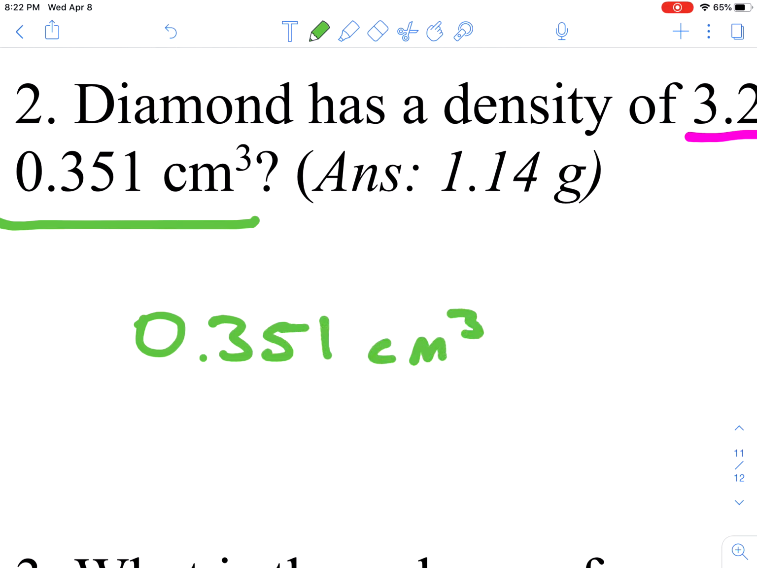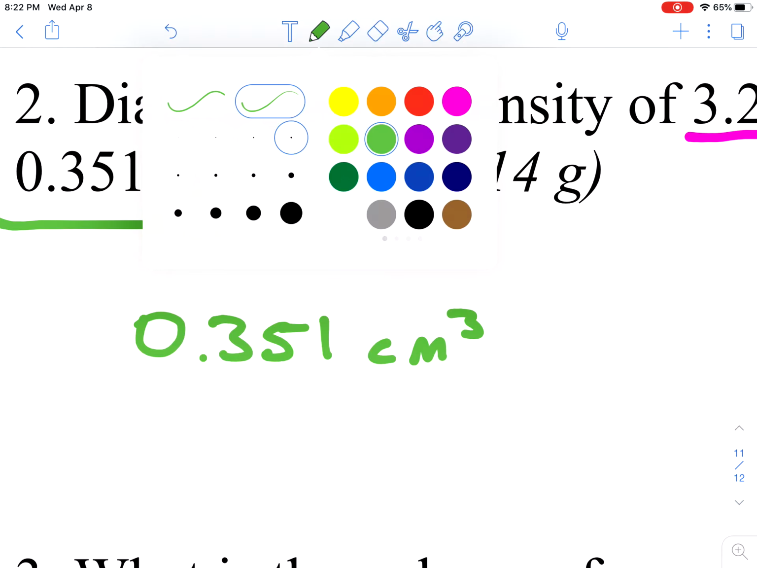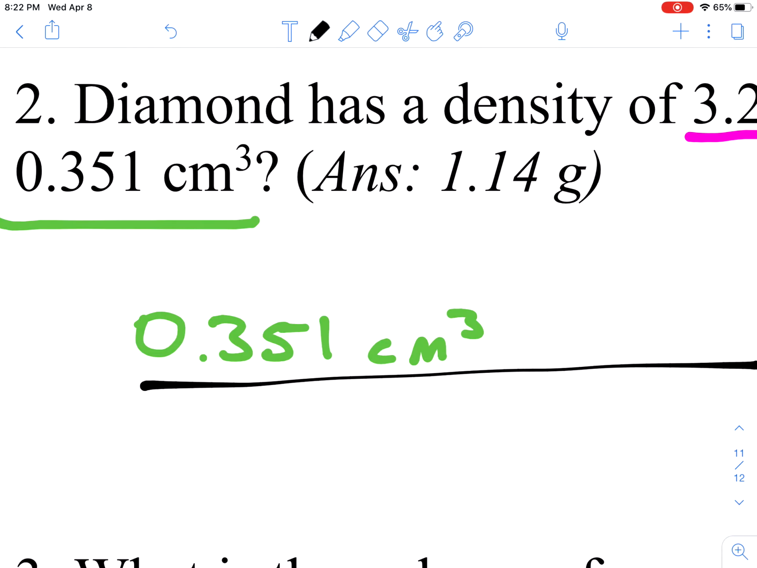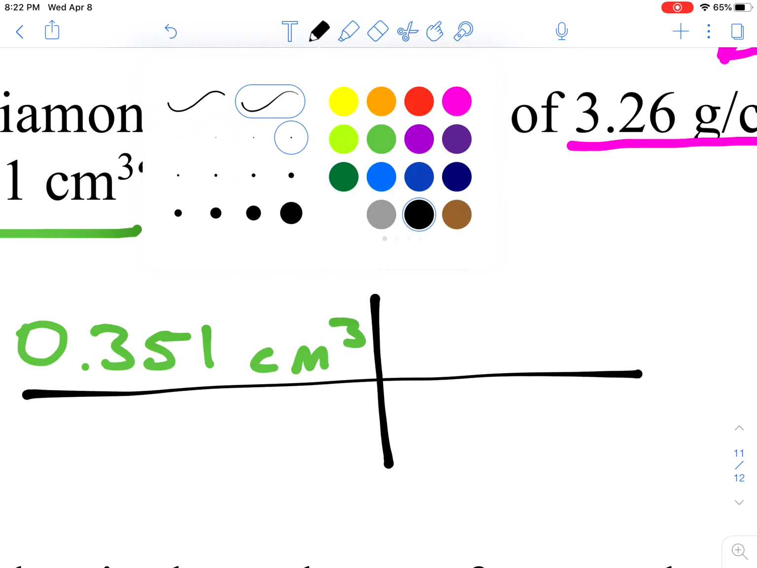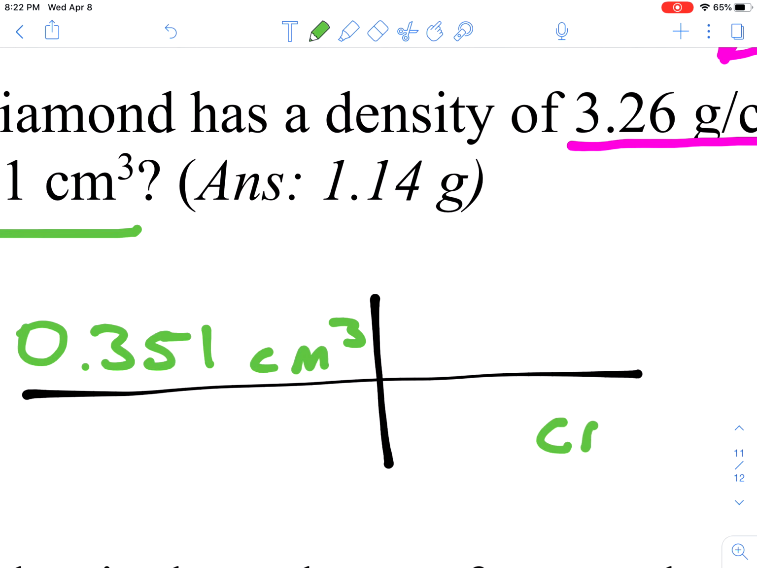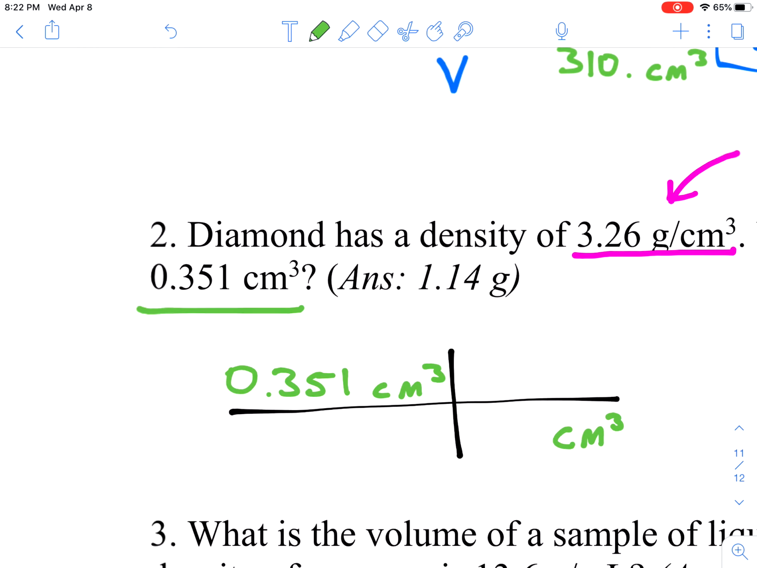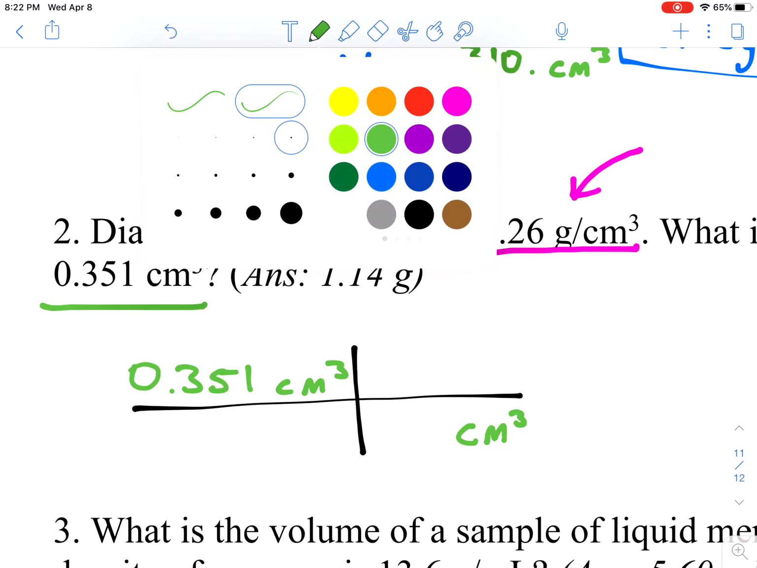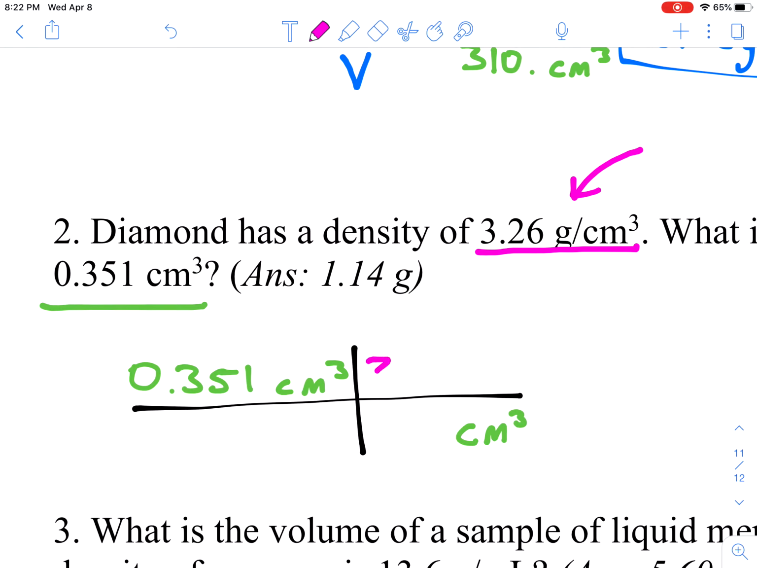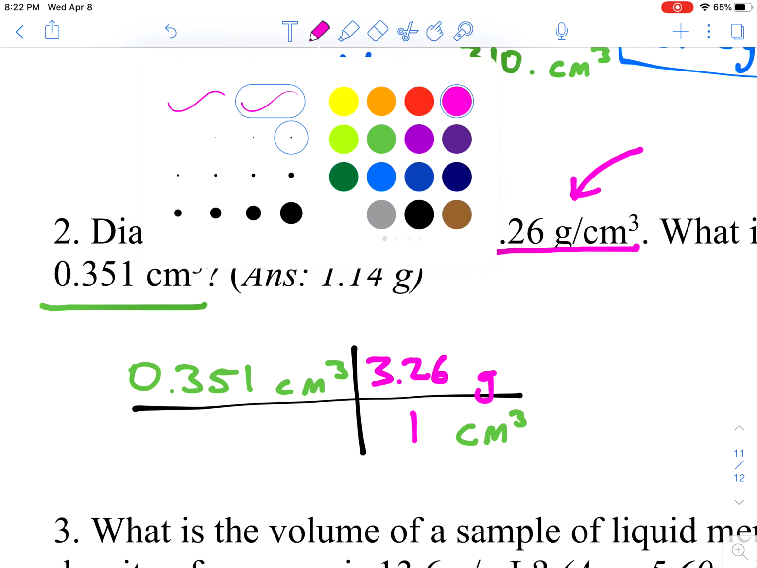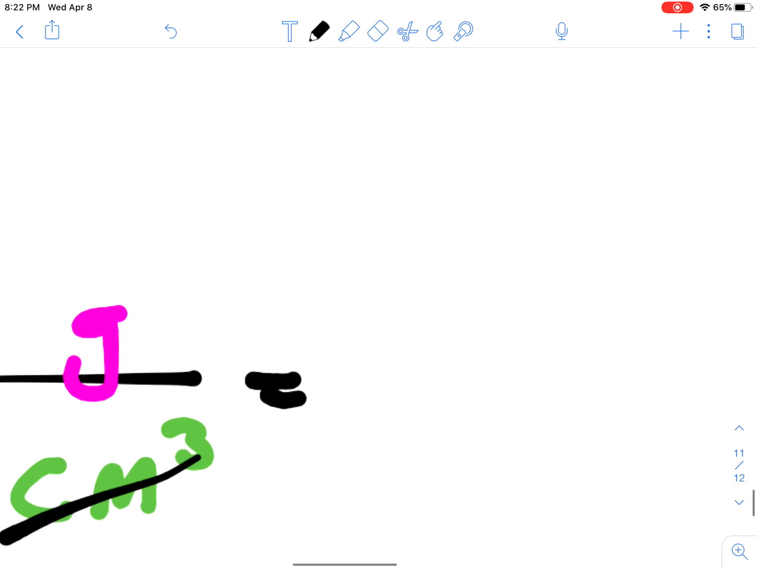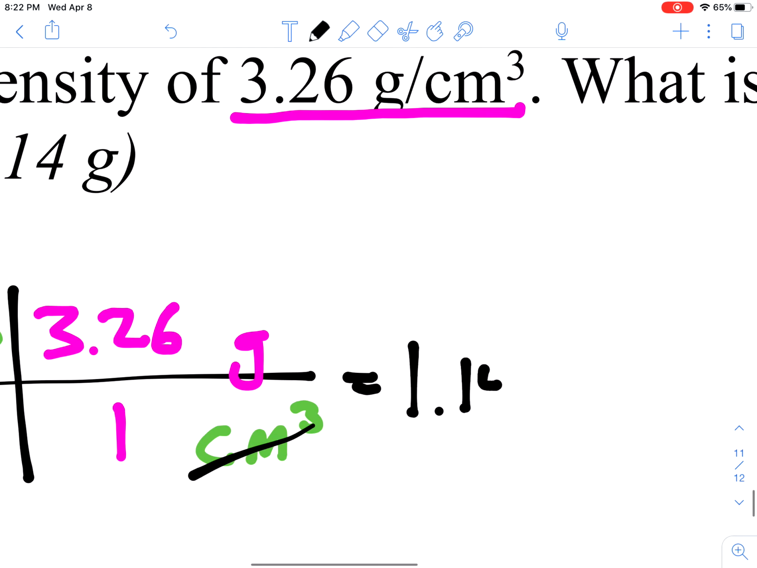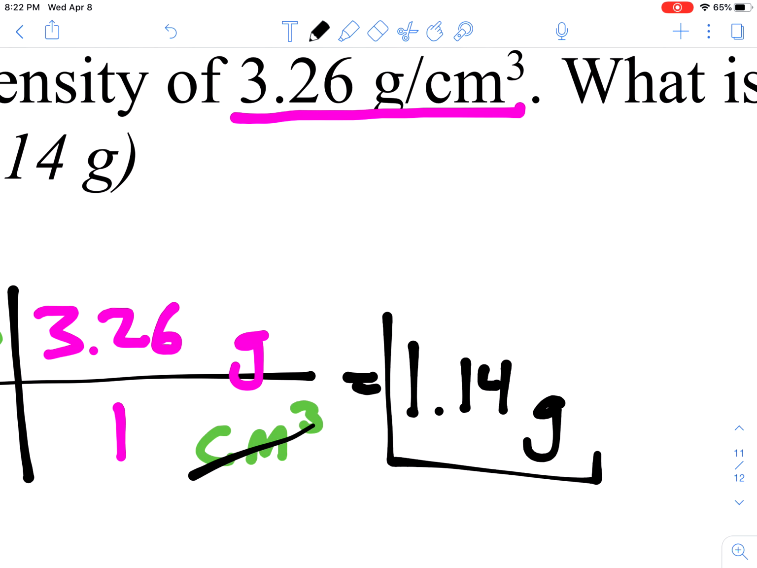We'd like to convert that to a mass, and it turns out that our density is our little trick for converting from a volume to a mass, because we know from dimensional analysis we need to have cubic centimeters on the bottom to cancel. And you'll notice that pink number up there tells you the number of grams, aka a mass. There's 3.26 of them for every 1 cubic centimeter. Your units cancel, you do the math. If you do this one, you'll end up with 1.14 grams as your final mass.